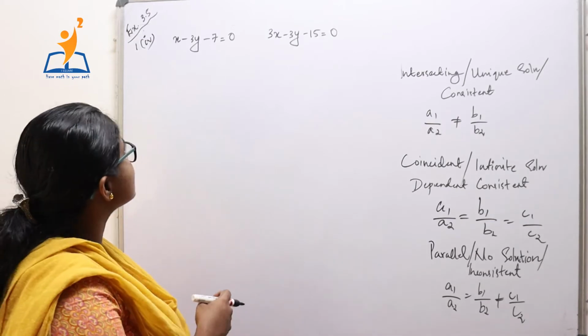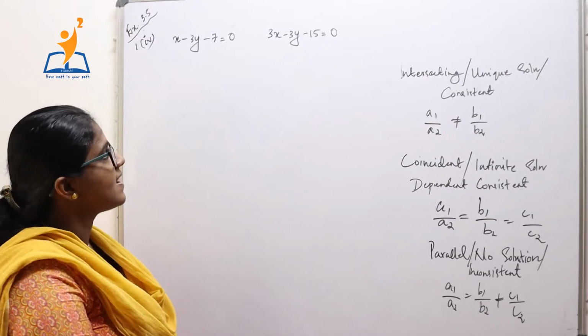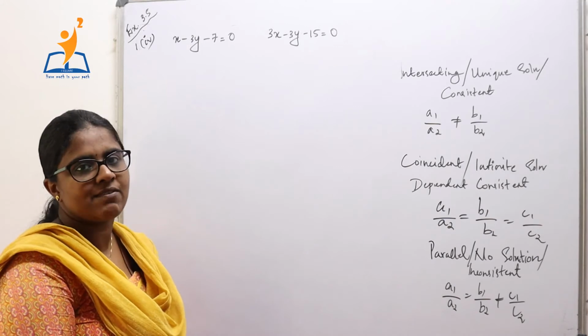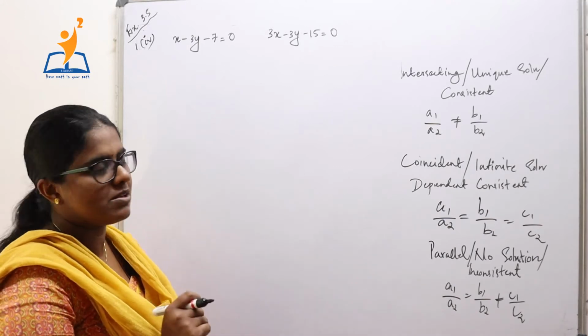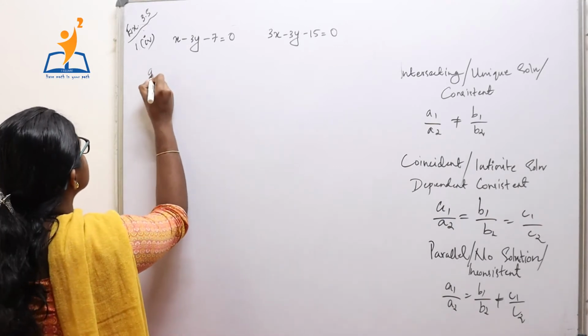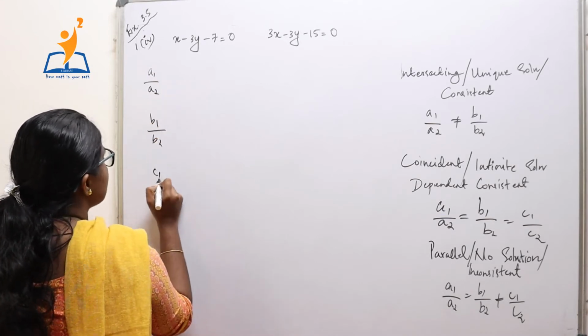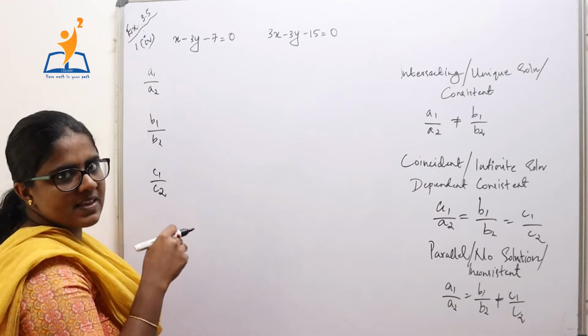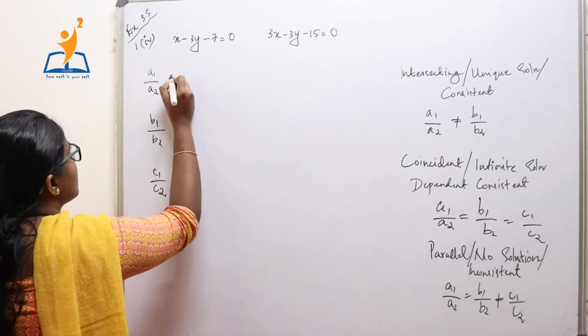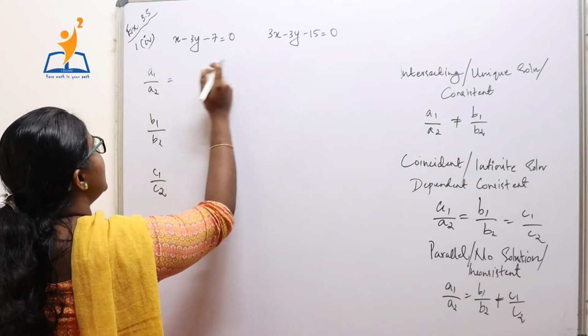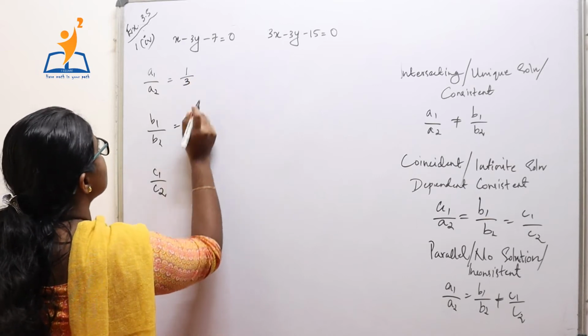Now the fourth question is x minus 3y minus 7 equals to 0, 3x minus 3y minus 15 equals to 0. We want the ratios a1 by a2, b1 by b2 and c1 by c2 to check whether this have a unique solution or not. What is a1 by a2? 1 by 3. Okay. What is b1 by b2?